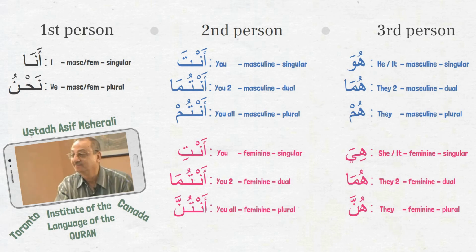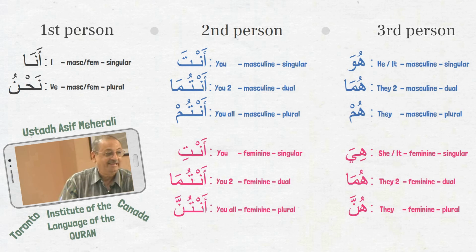Huwa huma hum, hiya huma hunna, anta antum antum, anti antum antunna, ana nahnu, huwa huma hum, hiya huma hunna.